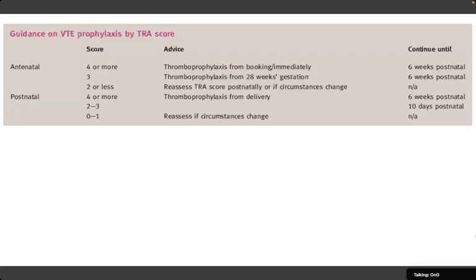If the score is less than 3, then the patient is reassessed postnatally or at a later stage if the circumstances change. But in the postnatal period, similarly, if they have a high score at the time of assessment, then they will get thromboprophylaxis for up to 6 weeks. If they have a score between 2 and 3, they will get it for 10 days. And if they have a score less than 2, then they'll only be reassessed if circumstances change.